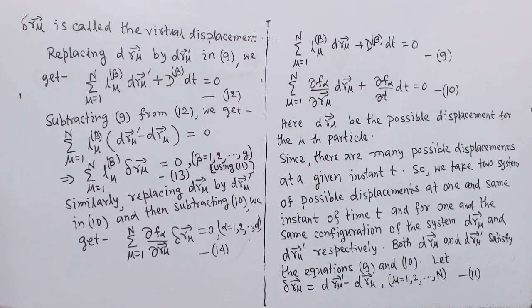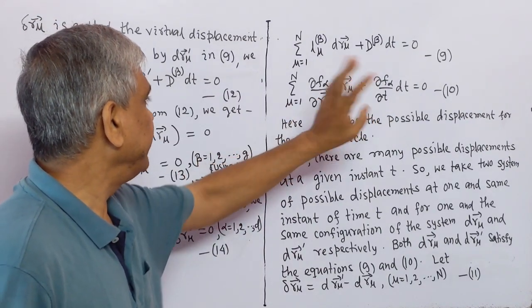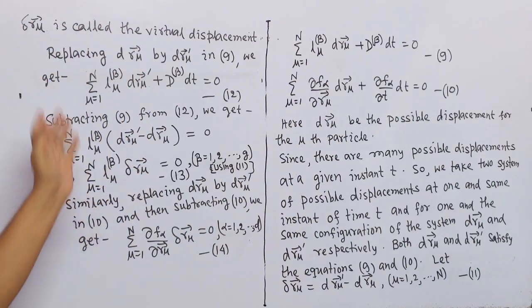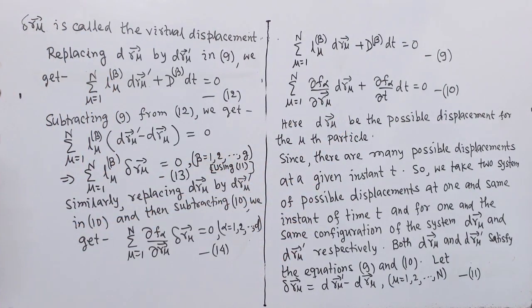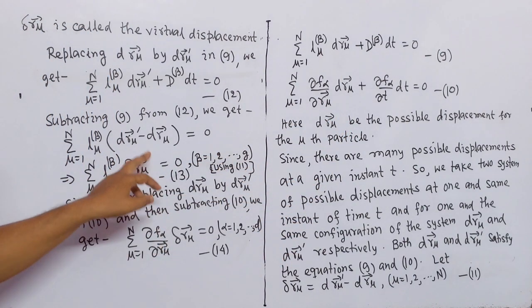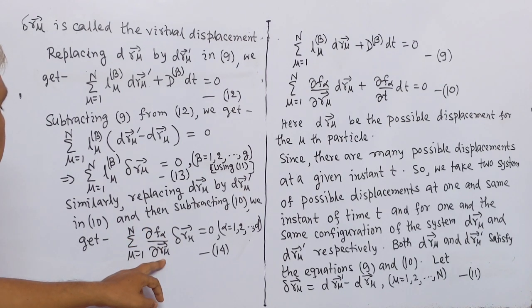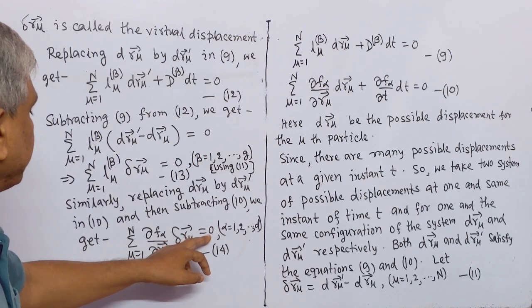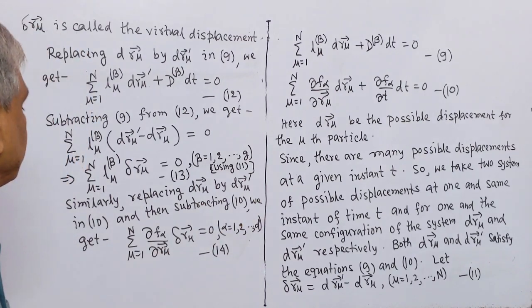Similarly, replacing dr_mu by dr_mu prime in 10 and then subtracting equation 10 from the new equation, we get similar to this, sigma mu equal to 1 to n, partial derivative of f_alpha with respect to r_mu, delta r_mu vector equal to 0, alpha equal to 1, 2, ..., d. This is equation number 14.